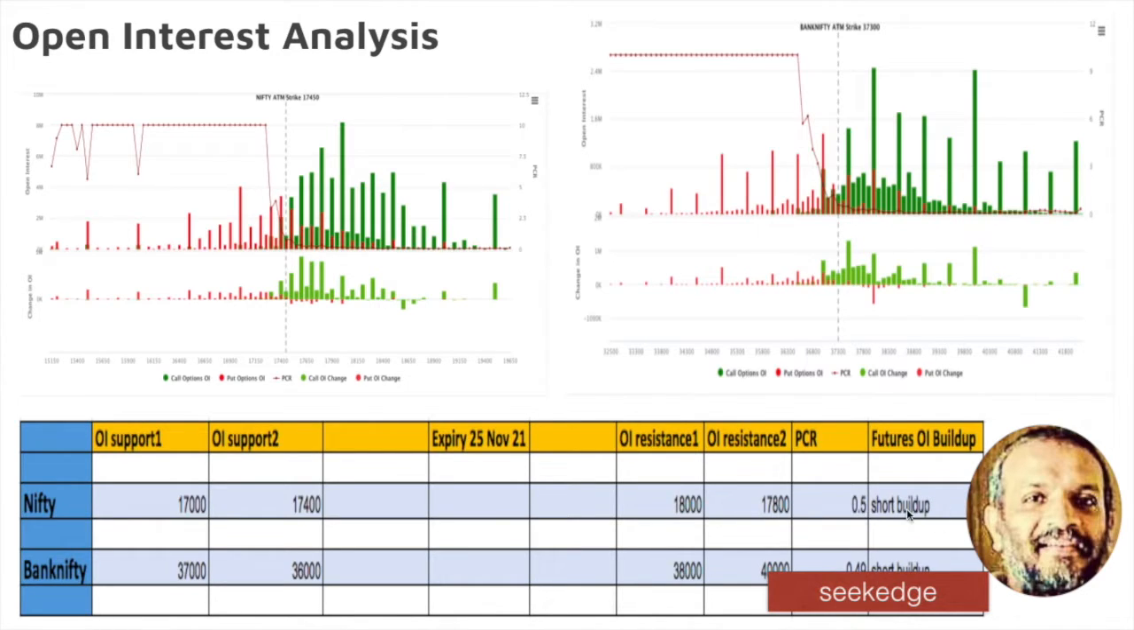Open interest says short build-up is seen on the futures, and the put-call ratio of 0.5 is kind of bearish. Bank Nifty's put-call ratio is 0.49, again kind of bearish, and a kind of short build-up is seen on Bank Nifty too. So levels, if you see, 37,000 and 36,000 is where the support is. Whether 37,000 will be holding for this expiry is something we'll have to see. 38,000 and 40,000 are the maximum hold, right?